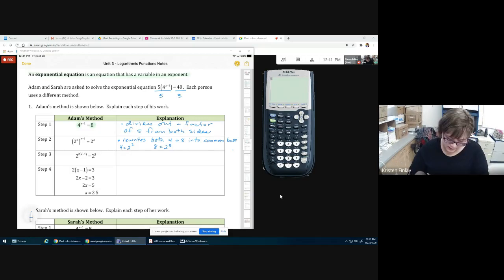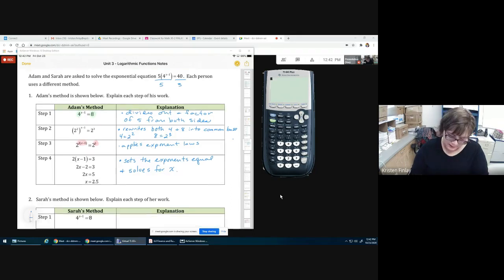Next, he applies the exponent laws by looking at his exponents, right? And then in the last step, because they have the same base, he sets the exponents equal and solves for x.